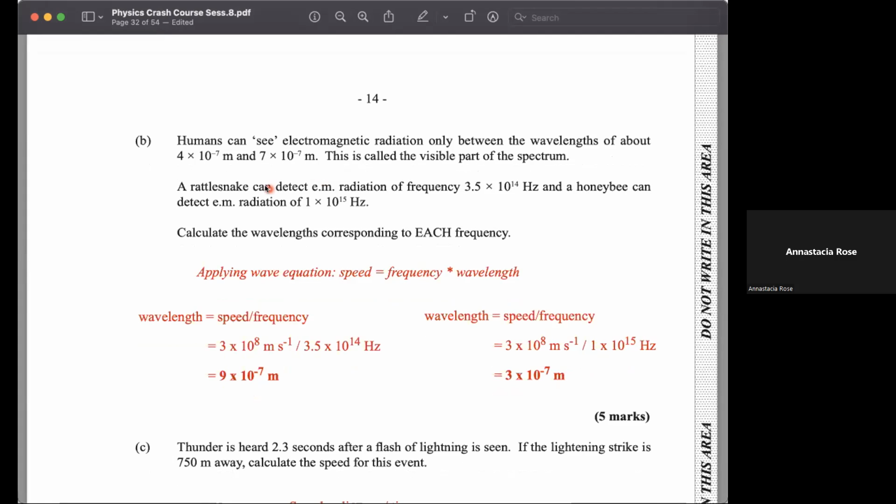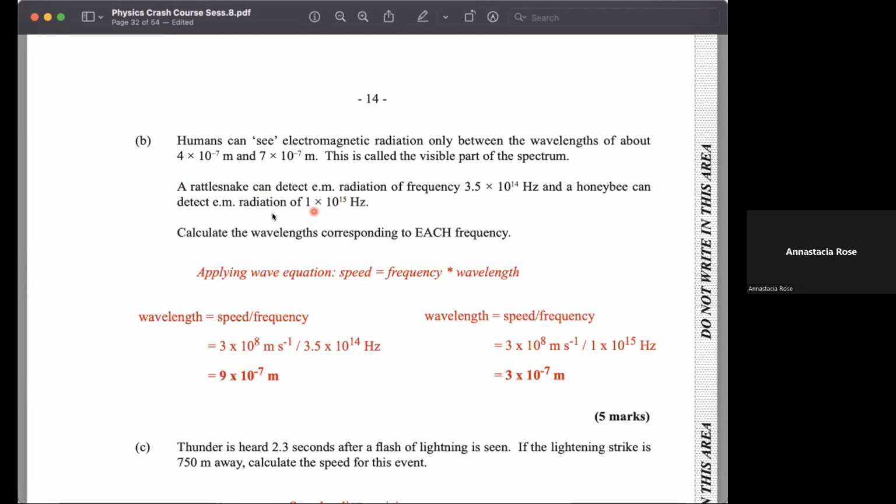Now, a rattlesnake can detect electromagnetic radiation of frequency 3.5 times 10 to the 14 hertz, and the honeybee can detect a higher frequency. Now, we know that the wave equation says that wave speed is equal to the frequency of the wave multiplied by the wavelength. All electromagnetic waves will travel at the same speed, all right?